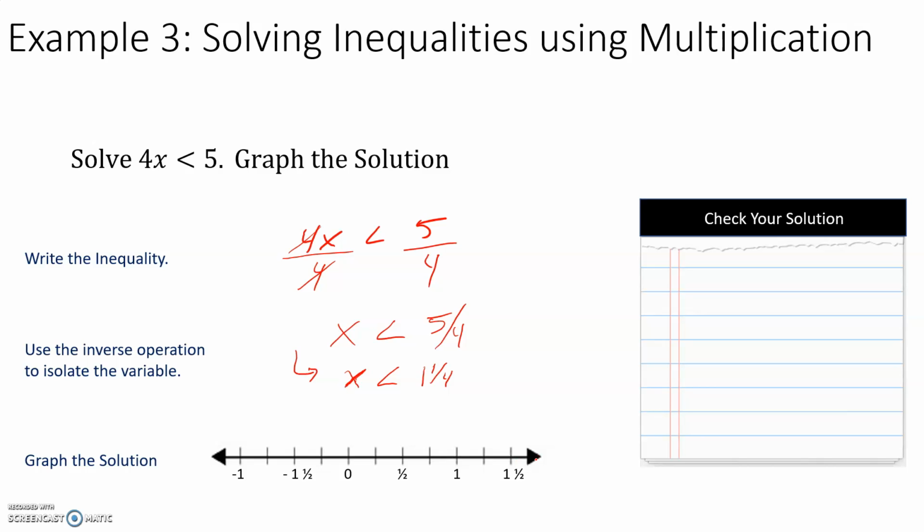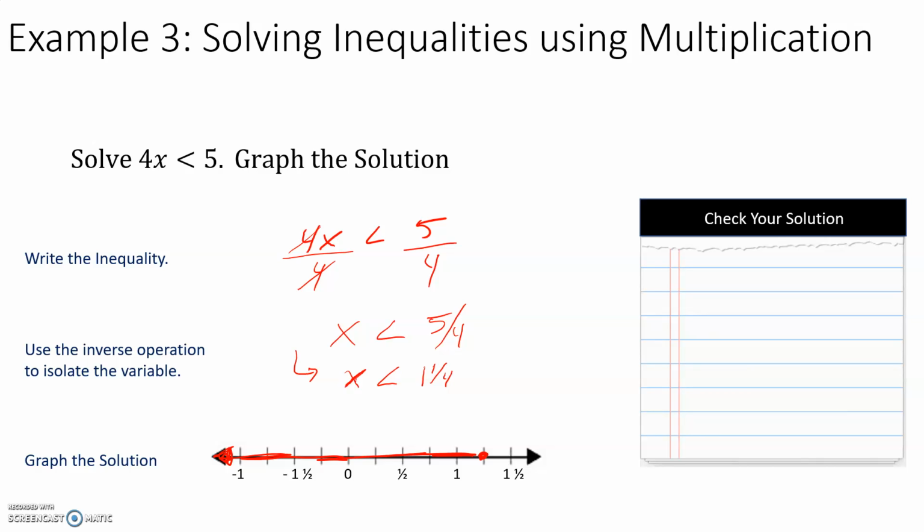All right, so I need to find 1 and 1/4. So 1 is right here, 1/2 is right there, so 1/4 has got to be right between those two. All right, and then I'm going to shade it in, just like I've done the last 2 weeks. Now I can go ahead and check my solution.